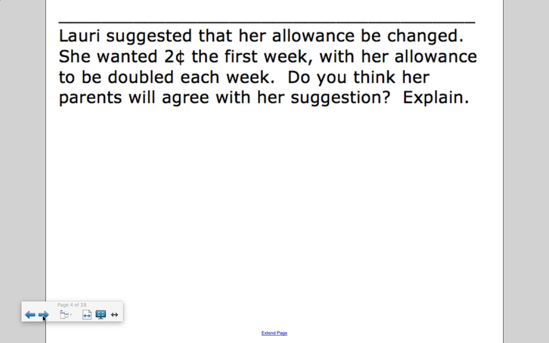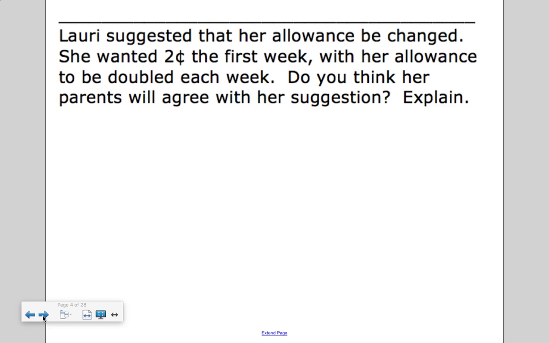So there's a girl named Lori. She suggested that her allowance be changed. She wanted 2 cents the first week. Wow. With her allowance to be doubled each week. Do you think her parents will agree with her suggestion? Well, as a parent, I was like, she just wants 2 cents for the first week, and then next week 4 cents. I think that's a pretty good deal.